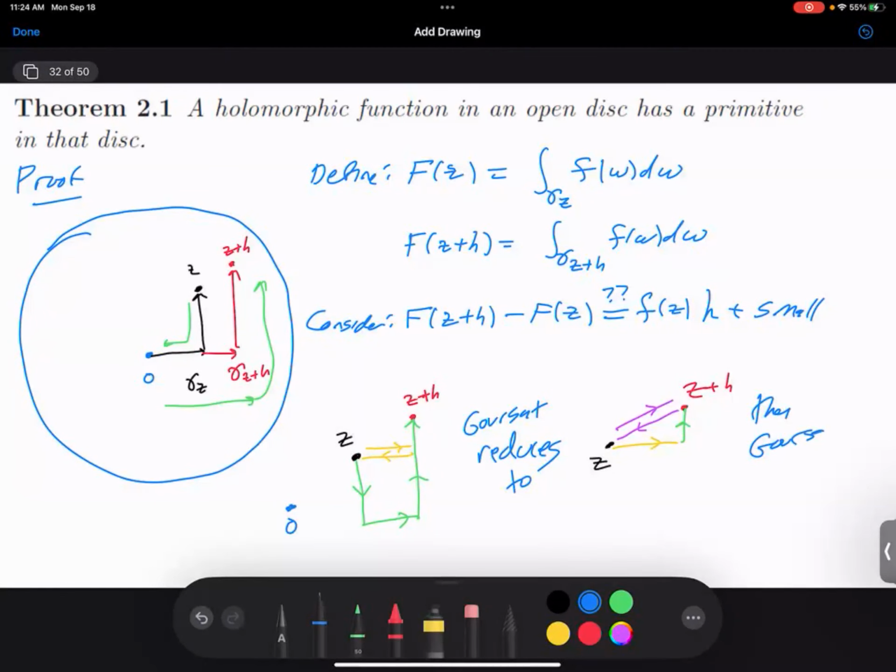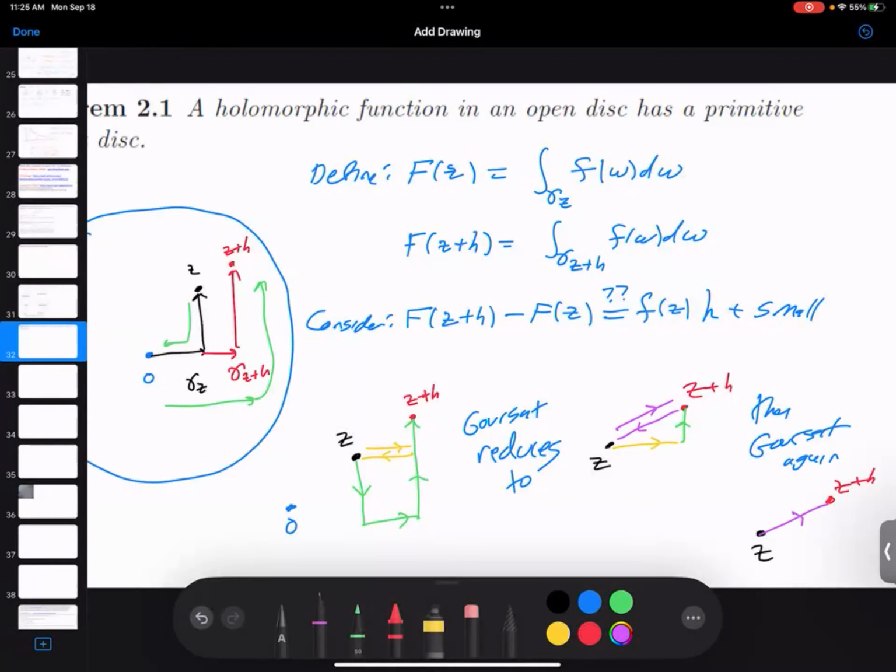So we use Goursat again, and we get that it's just enough. Oops. So here is z, here is z plus h. So it's enough to just look at the integral from z to z plus h along that curve. By Goursat's theorem, everything else cancels.